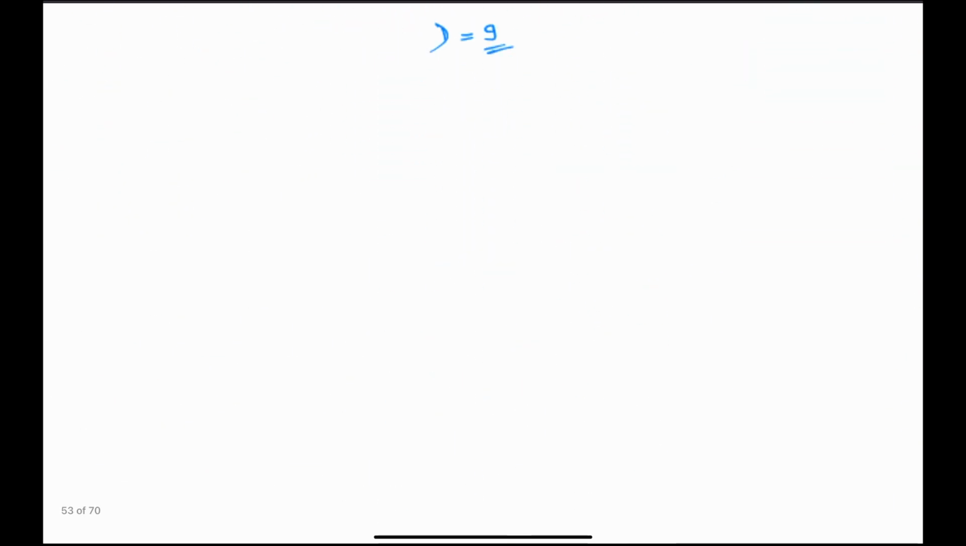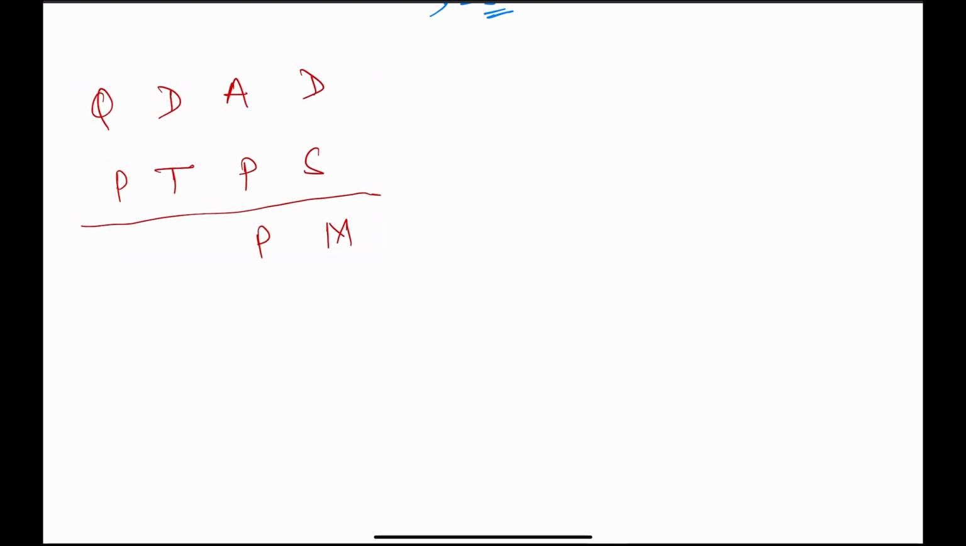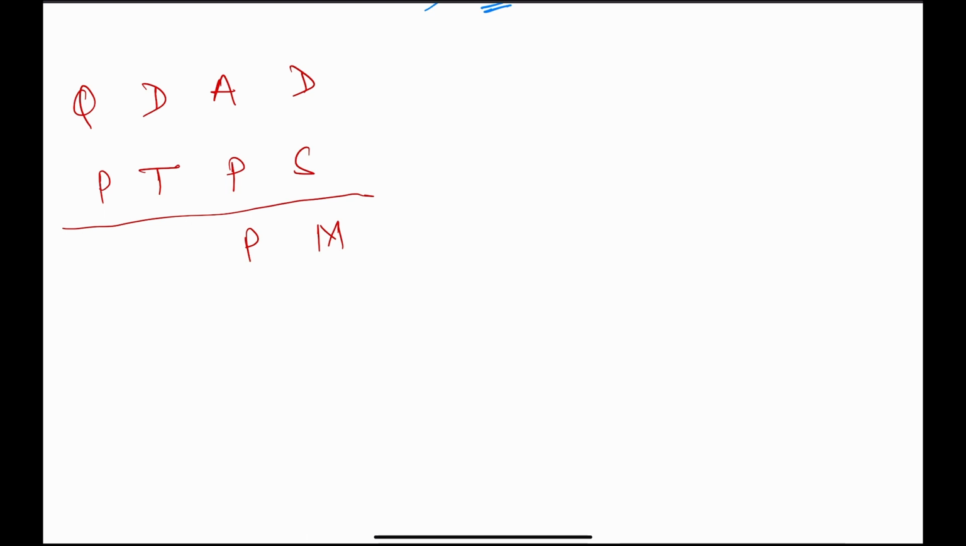Copy, let me bring it here, paste. So first thing first, d minus s equals m. Okay, d might be greater than s, might be less than s, so we are not going to comment over here as of now. Let's come to the a part. So what could be the possibility for a minus p equals p?